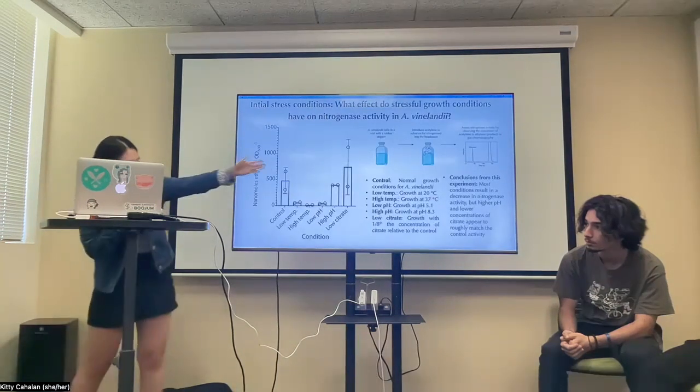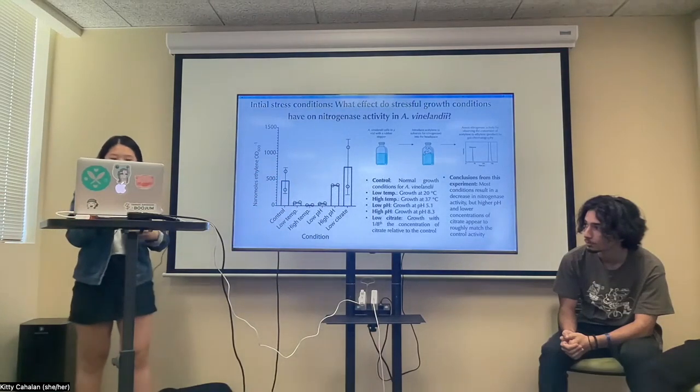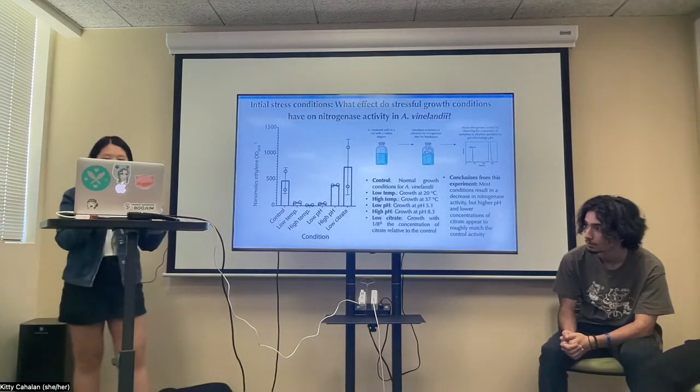So we have the list of conditions right there. There's low temperature, high temperature, low pH, high pH, and low citrate. And obviously there is a control.